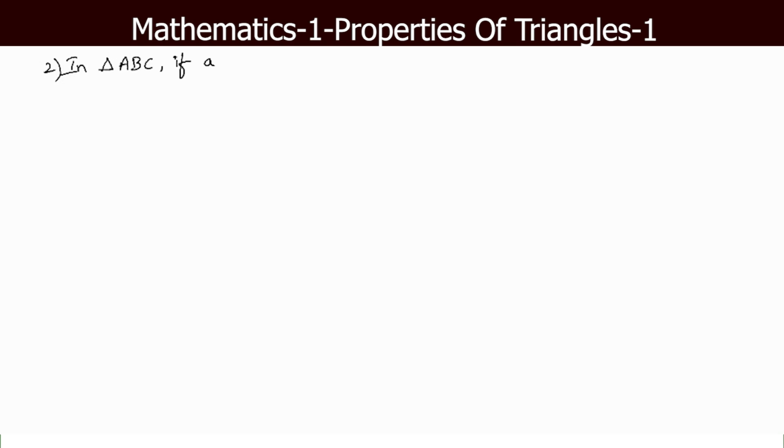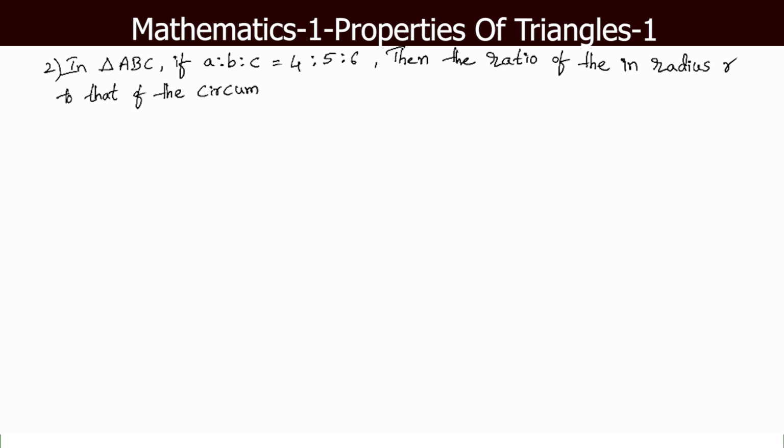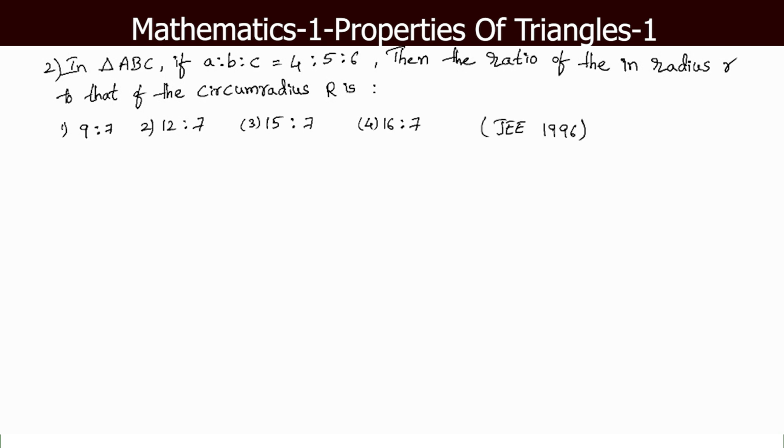Problem number 2. In triangle ABC, if the sides a, b, c are in the ratio of 4:5:6, that is a:b:c is equal to 4:5:6, then the ratio of the inradius r to that of the circumradius capital R is 9:7, 12:7, 15:7 and 16:7, and this problem is asked in JEE 1996.